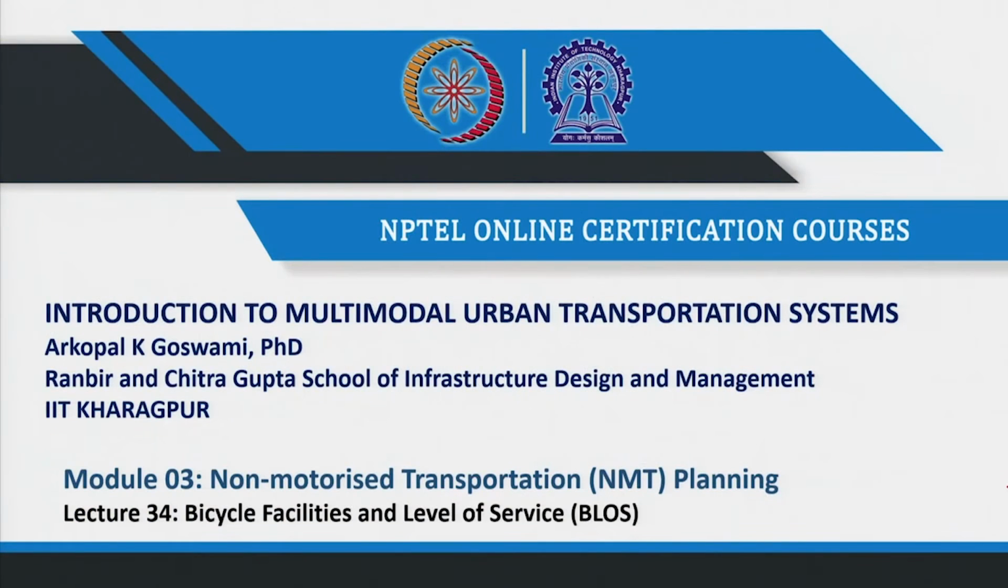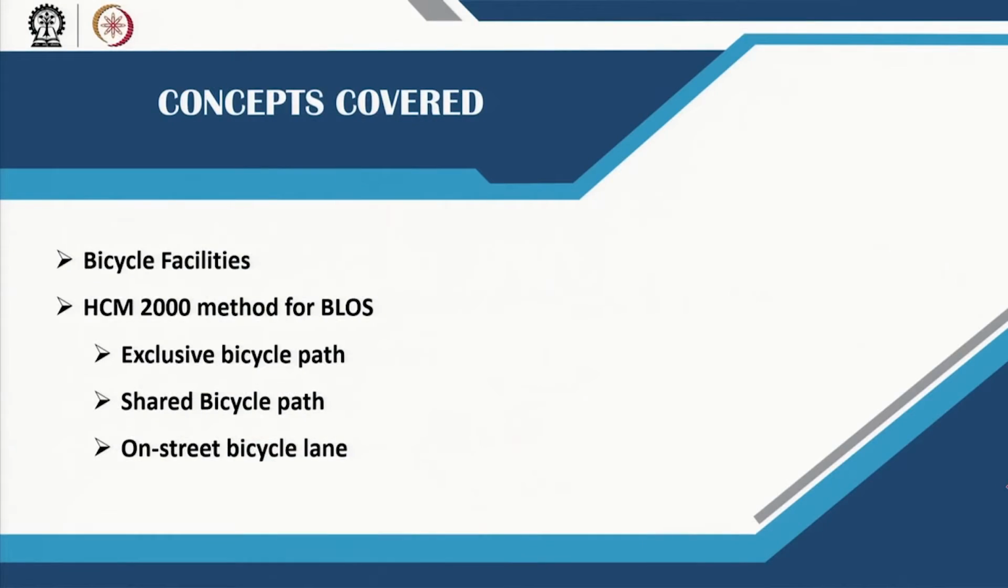Welcome back, friends. In this lecture we are going to introduce you to bicycle facilities and how to measure the level of service of bicycles. We have already looked at how to determine the level of service of pedestrian facilities and sidewalks in an urban area. Now we are going to introduce you to the different bicycle facilities and how you measure the level of service using the HCM 2000 method.